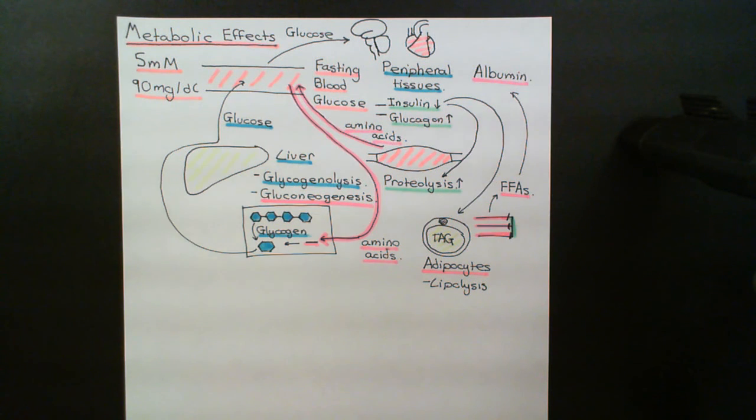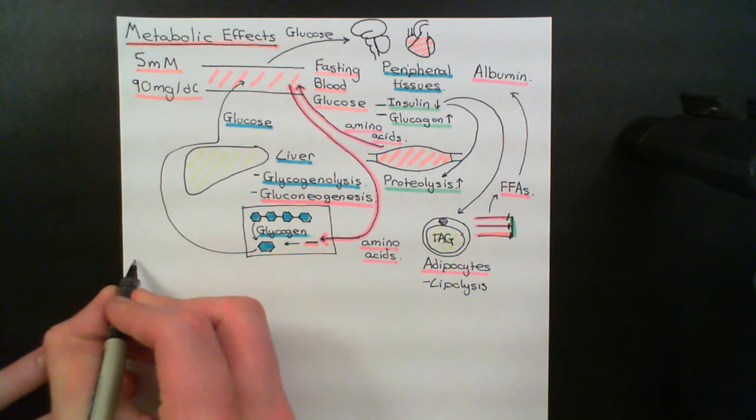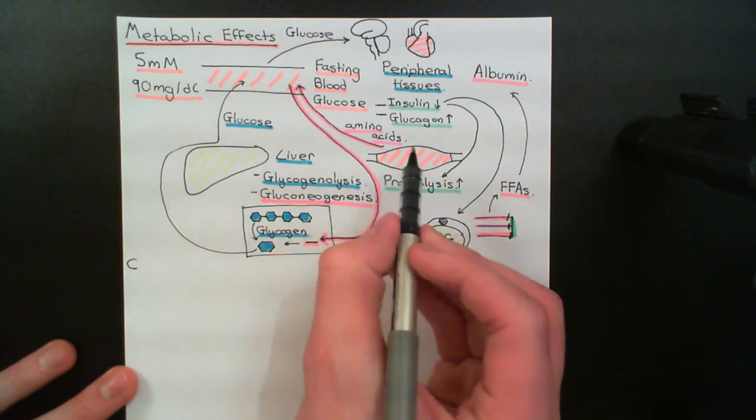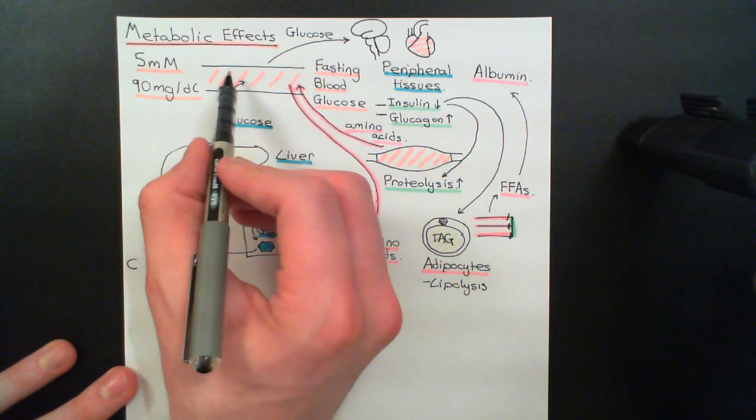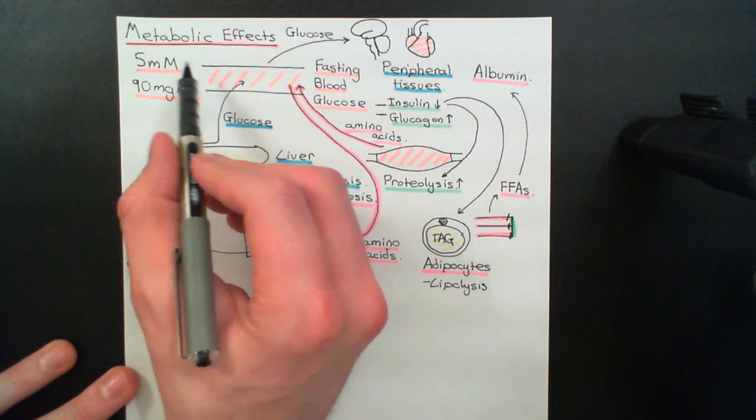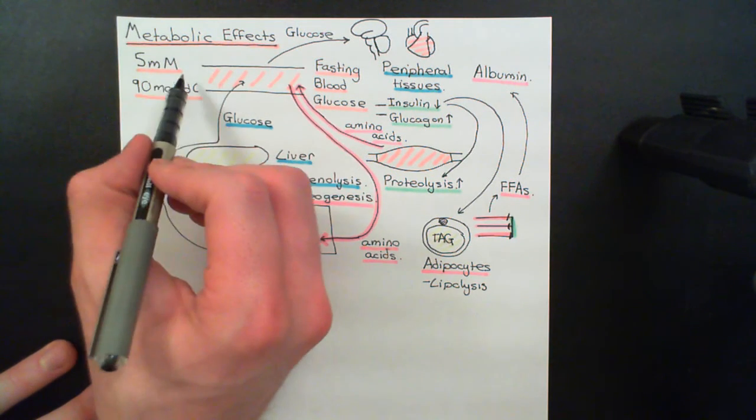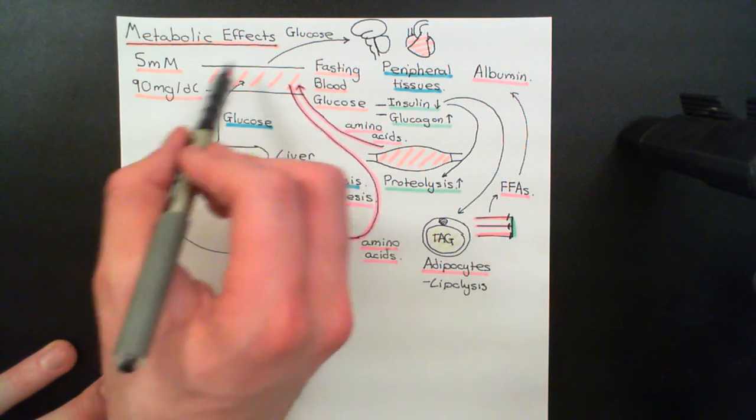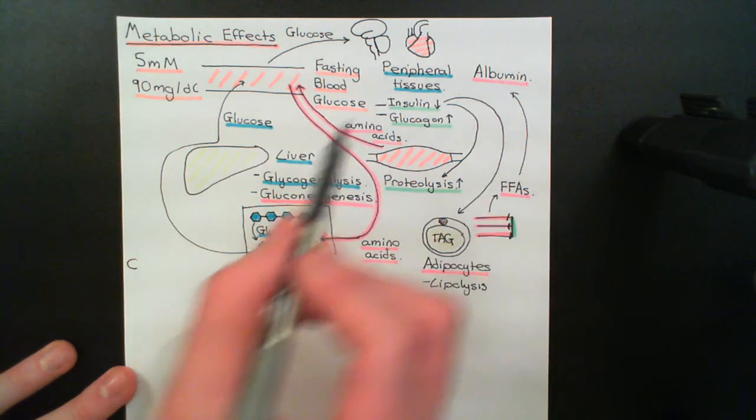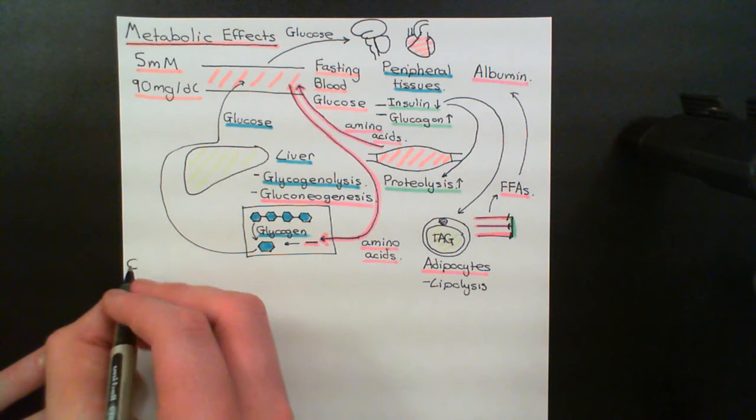Okay, now let's see how cortisol is going to affect this fasting state metabolism. Okay, so cortisol is going to lead to increases in all of this. It's going to lead to fasting hyperglycemia, at least a little bit high. It's going to raise fasting blood glucose concentration. It's going to raise the amount of amino acids in the bloodstream. It's also going to raise the amount of free fatty acids in the bloodstream.